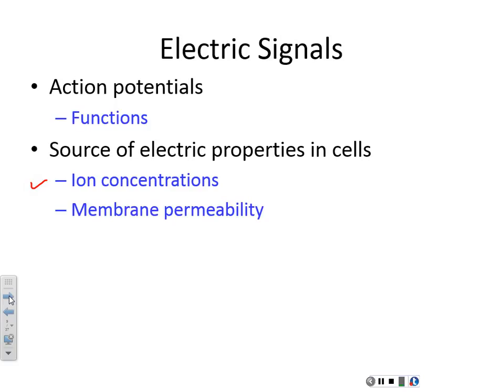It depends on the ions that the membrane is permeable to that gives it the ability to generate an action potential. So if I ask about the source of the electrical signals, or how electrical signals are generated, then you've got to talk about the permeability characteristics and ion concentrations.